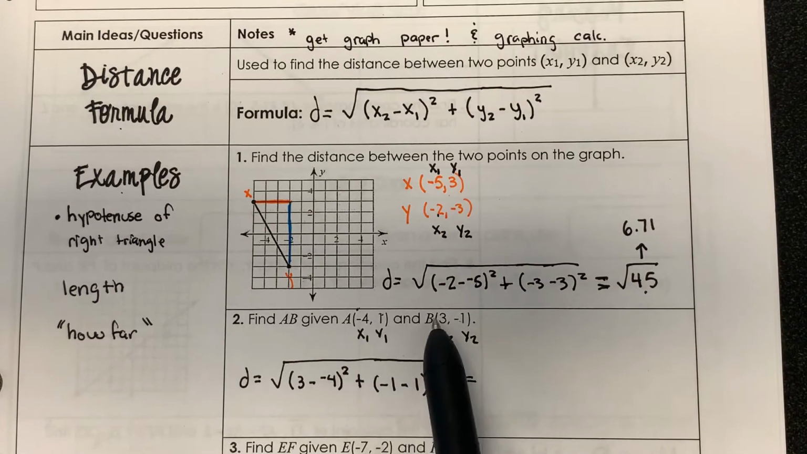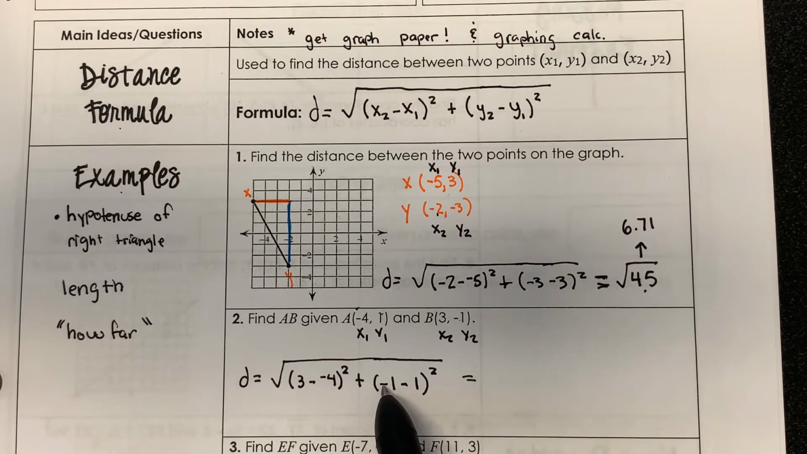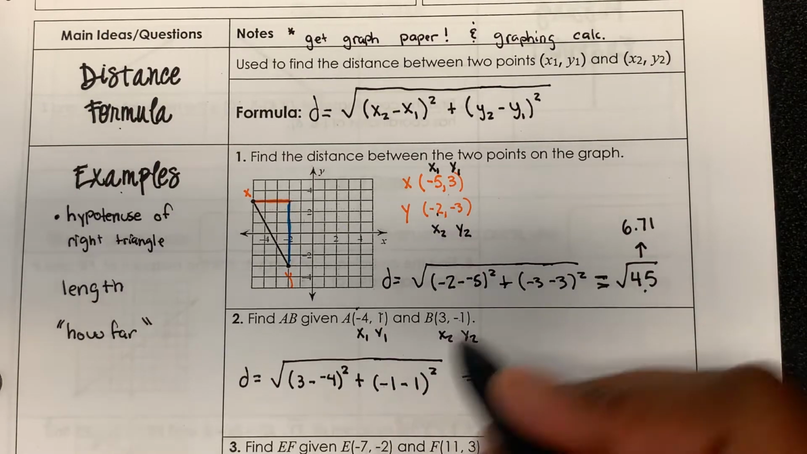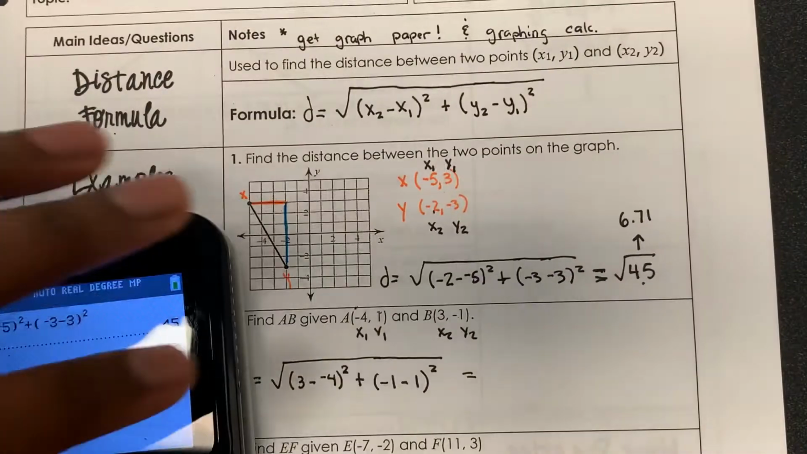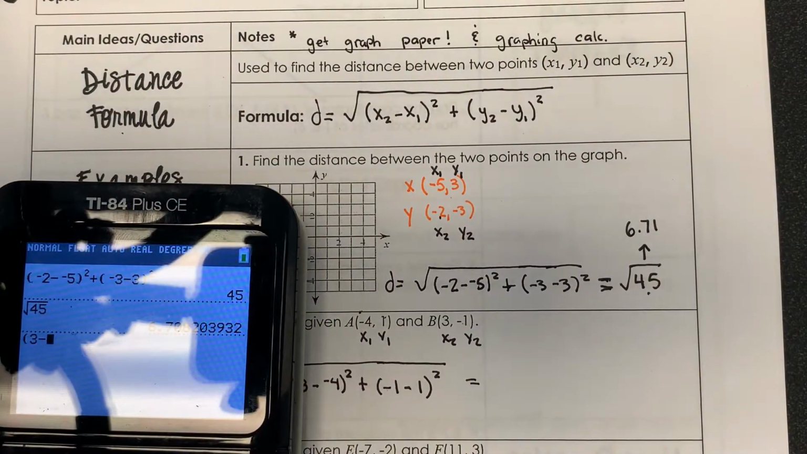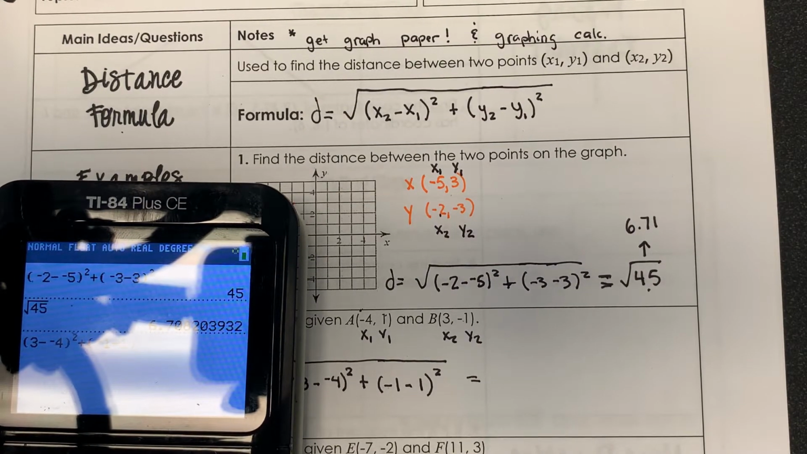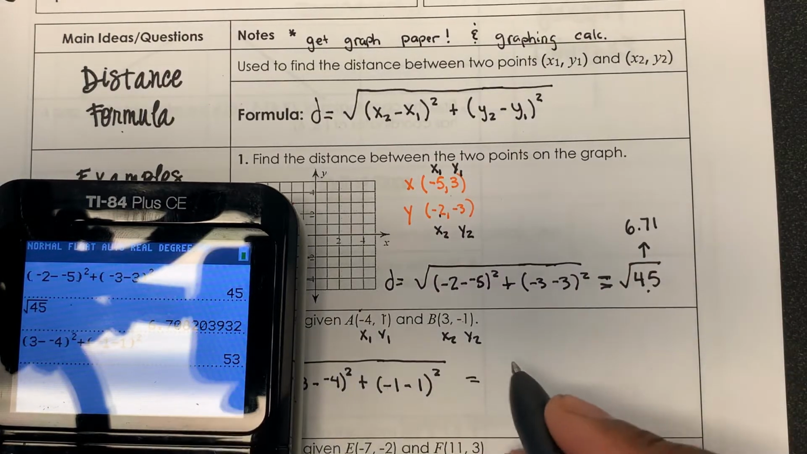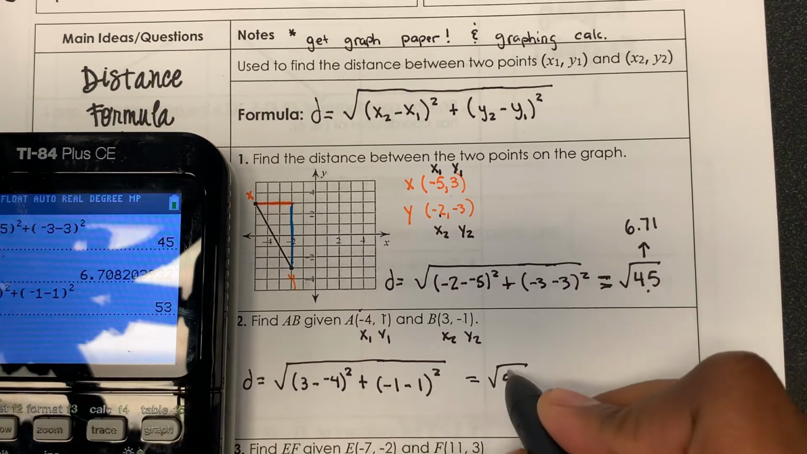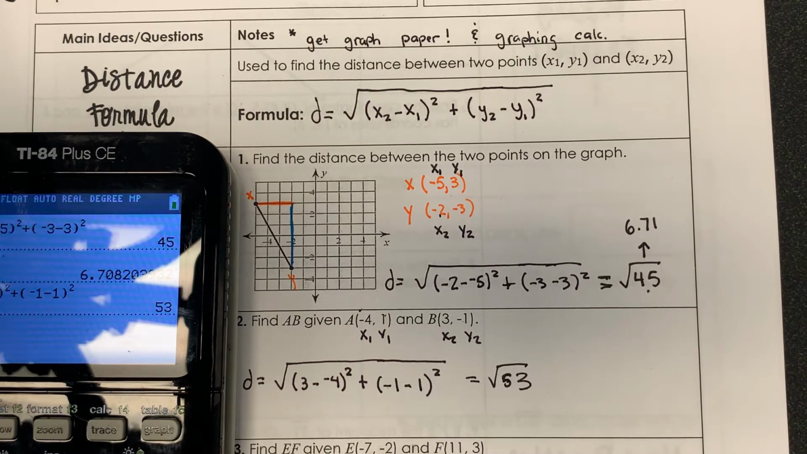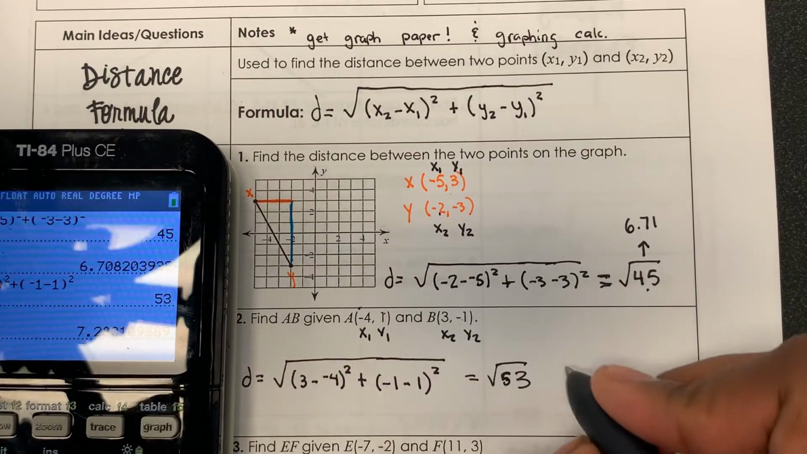It's always the x coordinate from one point minus the x coordinate from the other point squared, and the y coordinate from one point minus the y coordinate from the other point squared. Once we write this, let the calculator do the rest of the work. We have 3 minus -4 squared plus -1 minus 1 squared, and that gives us 53. Again, we didn't put the square root in the calculator, so we do the square root of 53, which as a decimal is 7.28.